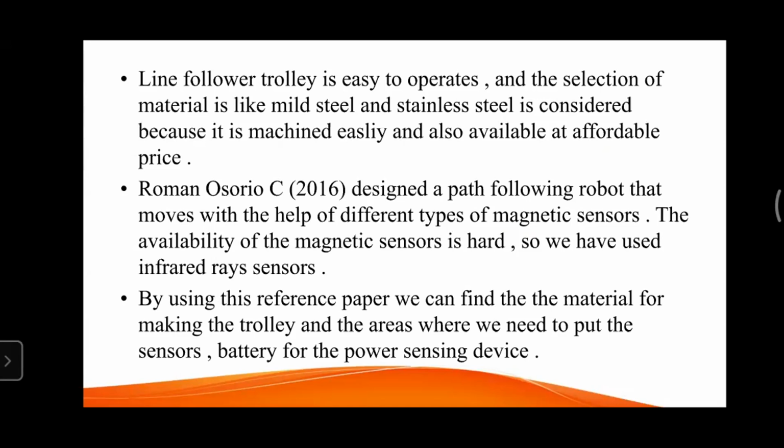Roman Oscrio C in 2016 designed a path following robot that moves with the help of different types of magnetic sensors. Here, the availability of the magnetic sensor is hard, so we have used IR infrared sensors. By using this reference paper, we can find the material for making the trolleys and the area where we need to put the sensors, battery, and the power sensing units.